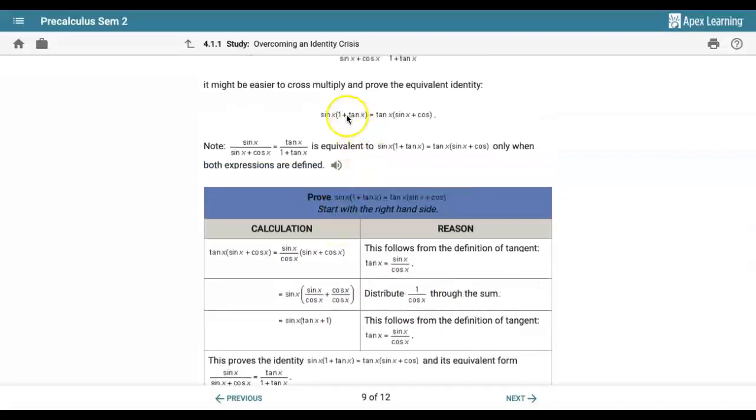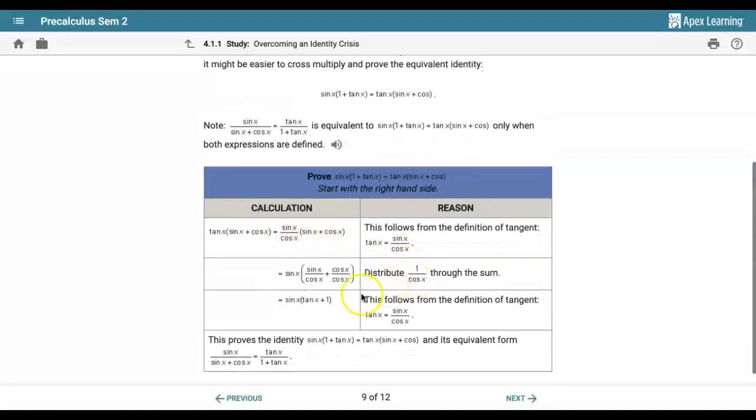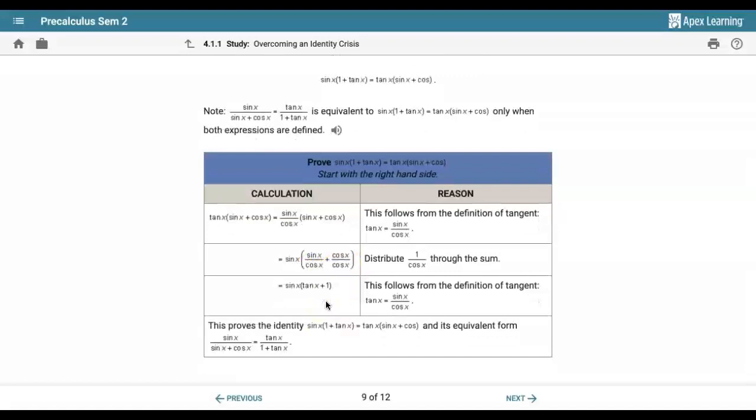The reason being, look at our original expression. We have sine x on the outside, so let's leave sine x where it is. Let's distribute the cosine x. And lo and behold, sine x over cosine gives us tangent, cosine over cosine gives us 1, and we have proven our identity in only 3 steps here.